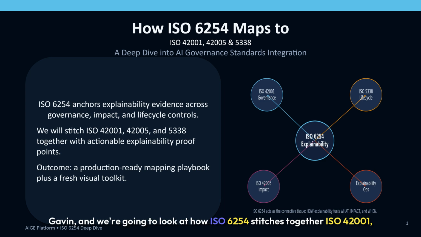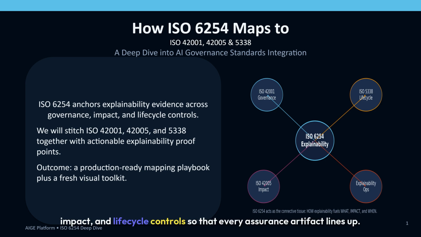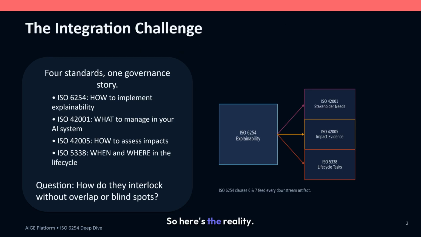We're going to look at how ISO 6254 stitches together ISO 42001, 42005 and 5338. Over the next 20 minutes or so, we'll connect explainability requirements to governance, impact and lifecycle controls so that every assurance artifact lines up. So here's the reality.